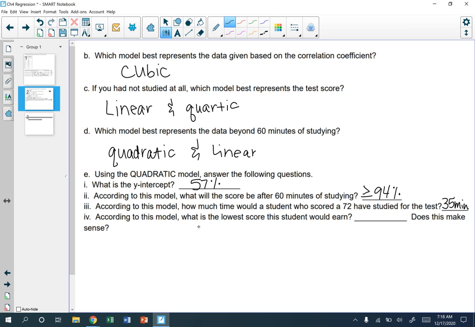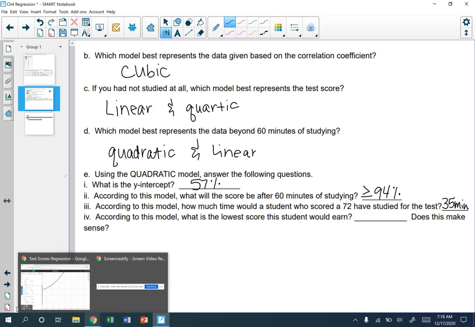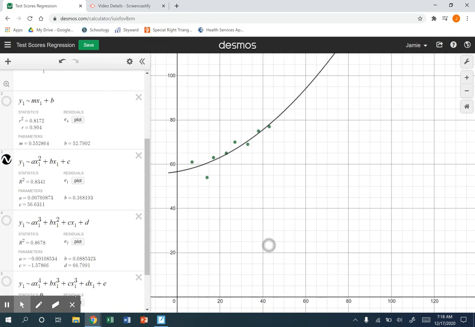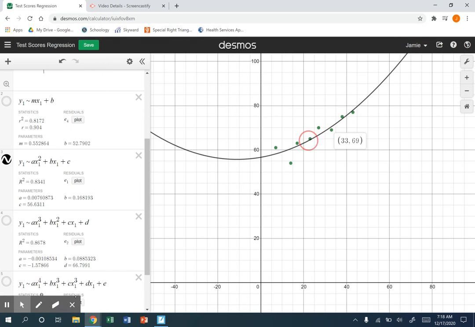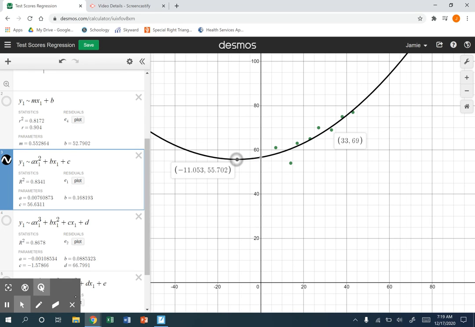So according to this model, what is the lowest score this student would earn? Does this make sense? So if we take a look, the lowest possible score this student could earn, go ahead and get back on the graph here. Well, if they studied 0 hours, they would get a, here it says 56.6, but let's take a look. The lowest would be the minimum, right? So that gives us right here, the vertex is a 55.7, so we'd round that up to 56.